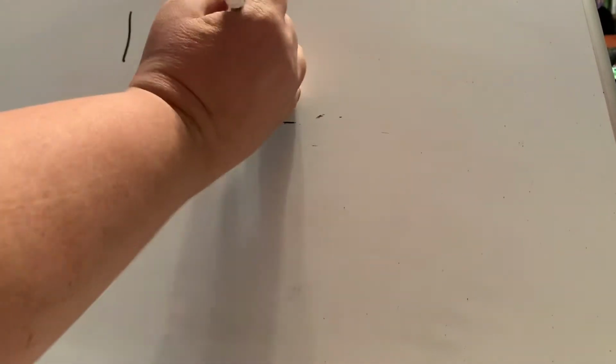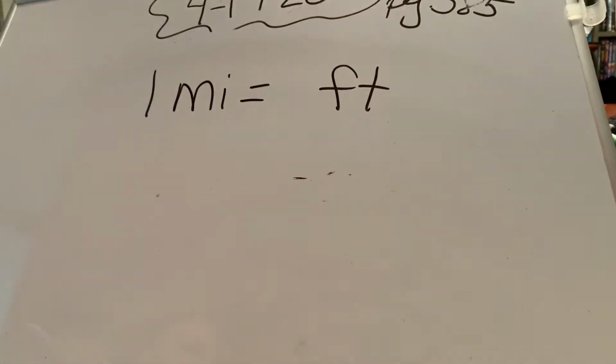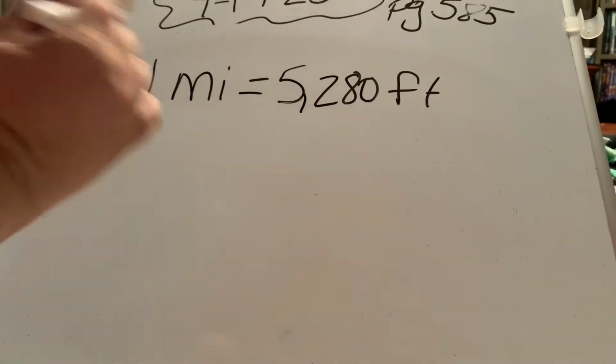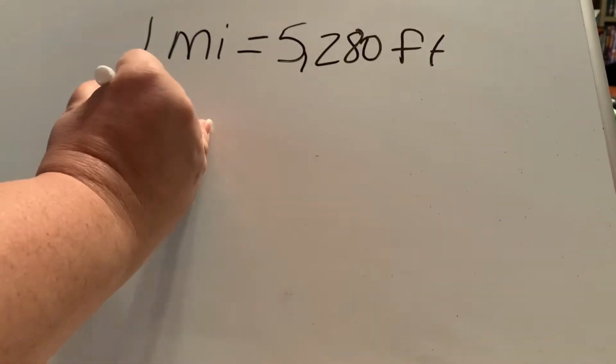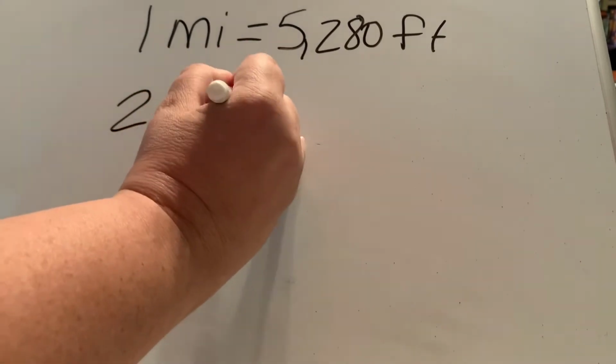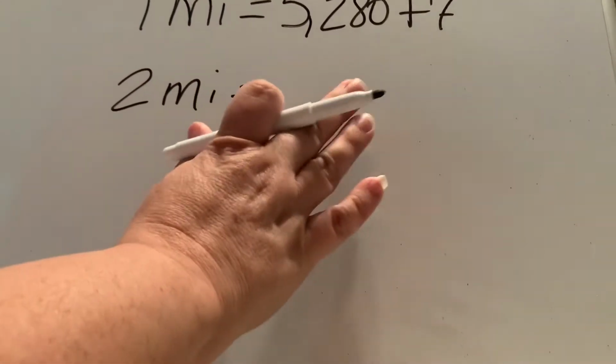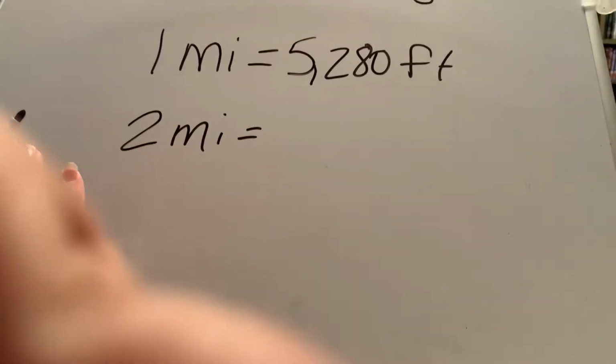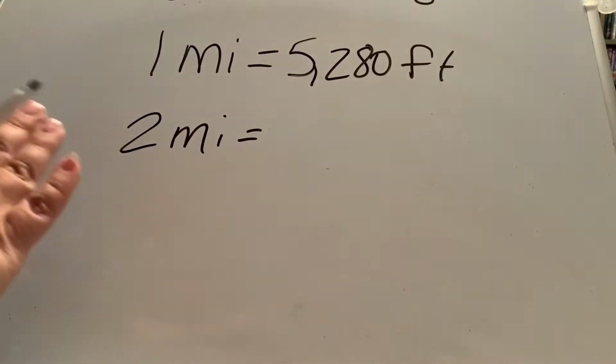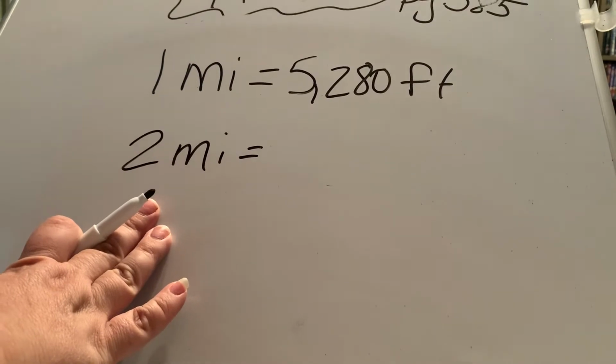What are we going to have to do to go from miles to feet? What did it say in the chart? 1 mile is, I didn't leave enough room, I'm sorry, 5,280 feet. So if you have a measurement of miles, which we do, we have 2 miles, how do we get to the feet? A lot of you said you would divide, but stop and think about this, okay?